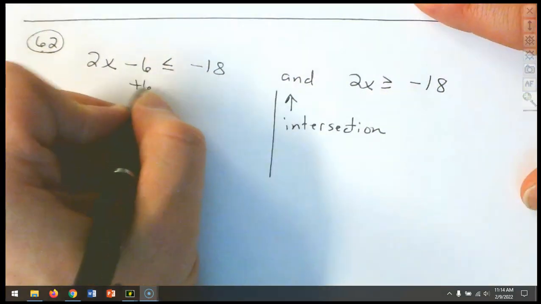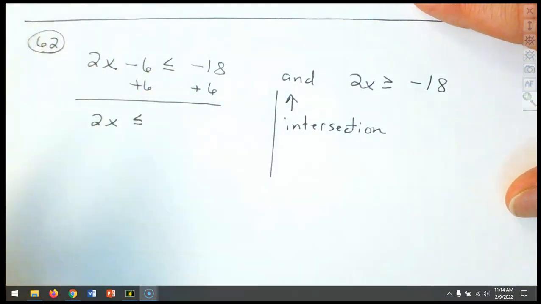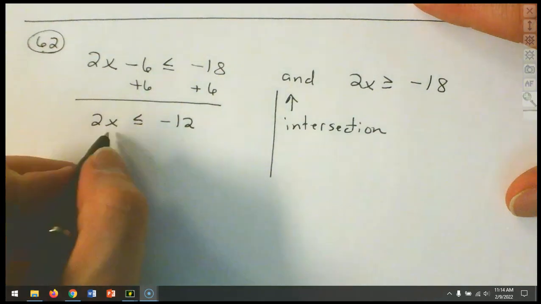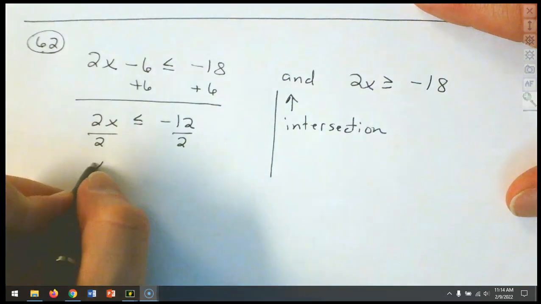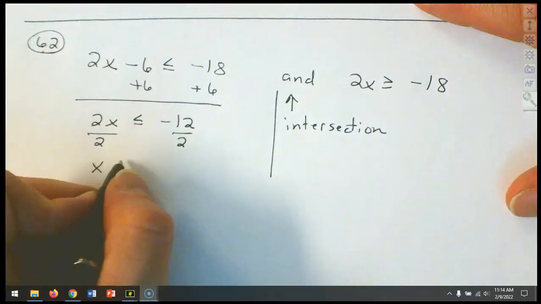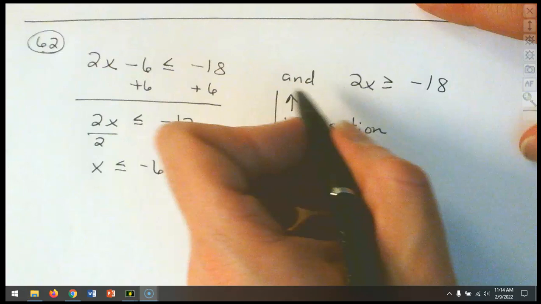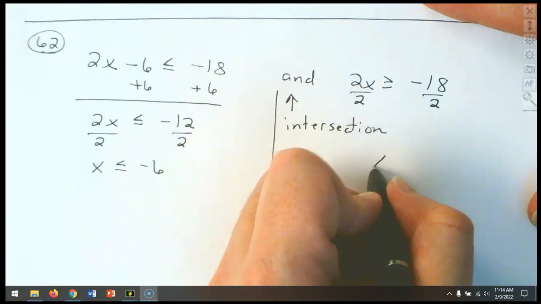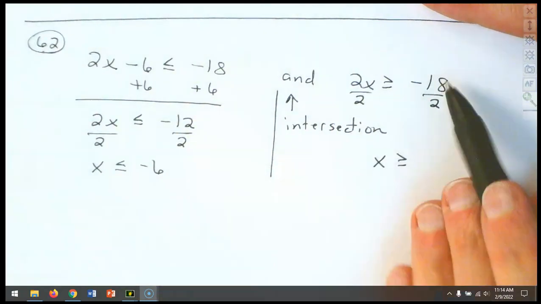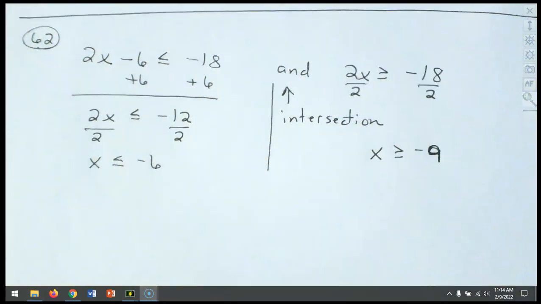So add your 6 over. And now we've got 2x is less than or equal to a negative 12. Divide by 2. Do we flip the inequality symbol? No. Why not? We're not dividing by a negative 2. We're dividing by a positive 2. So it stays the same. That's going to be your negative 6 there. What about the one on the right? We divide by our 2. Do we flip it around? Nope. It stays the same as well. A negative 18 over 2. Well, that makes it a negative 9, doesn't it?